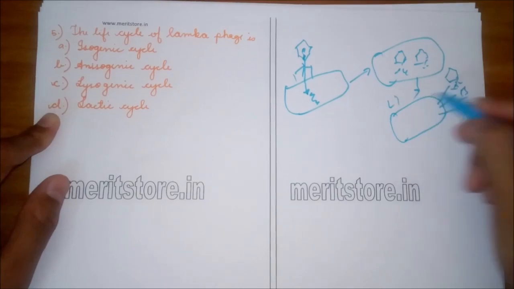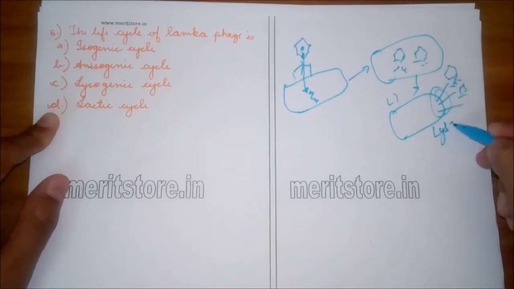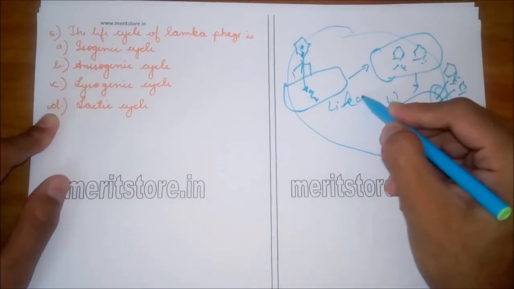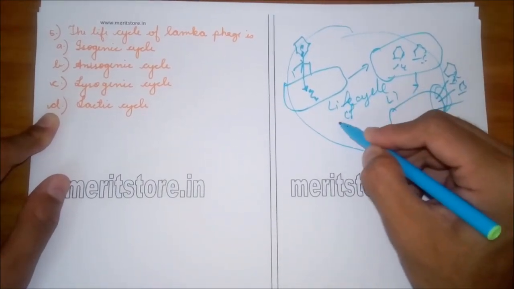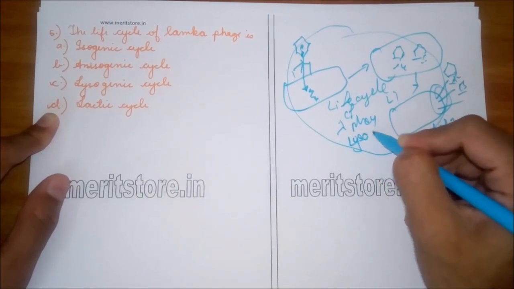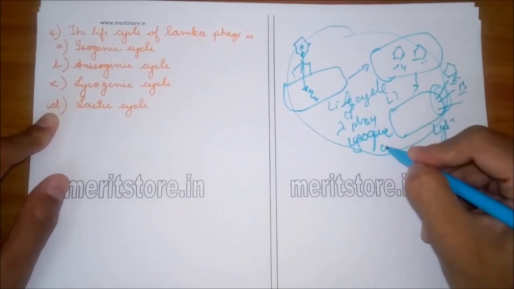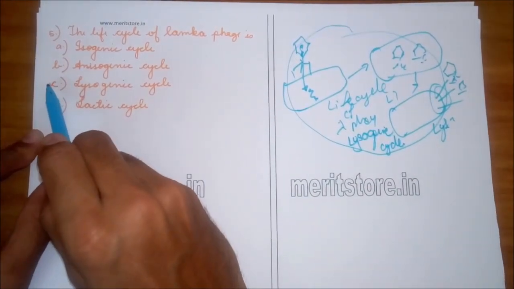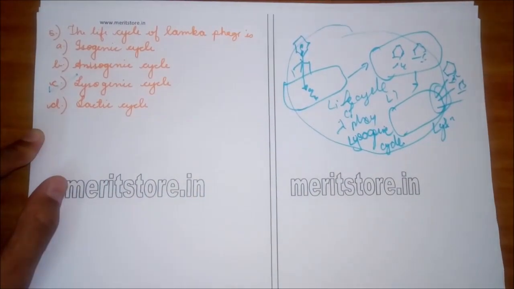So this process is lysis. That is why we call this life cycle of lambda-phage the lysogenic cycle. So option C, which states that lysogenic cycle, is the correct answer.